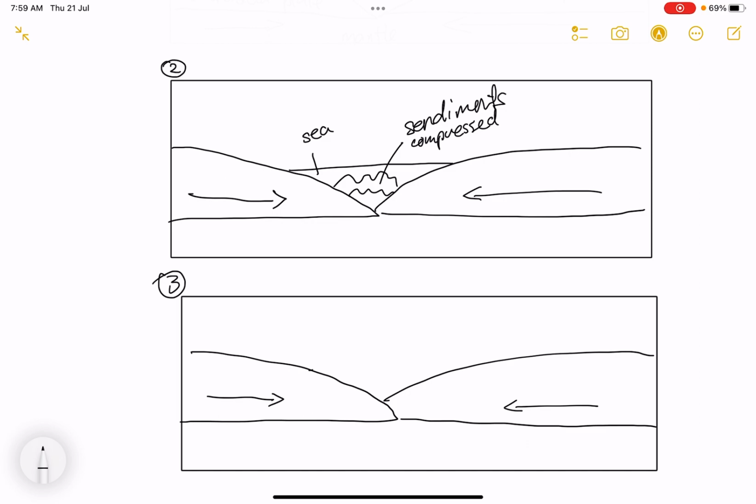So what happens now is you have a mountain that is formed. Now, what are the components of this mountain? Partially the original continental plate, and the other part that forms this is of course the sediments that were originally in the middle. So this is your fold mountains. I'm going to indicate the example here.